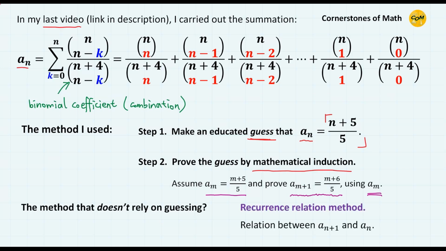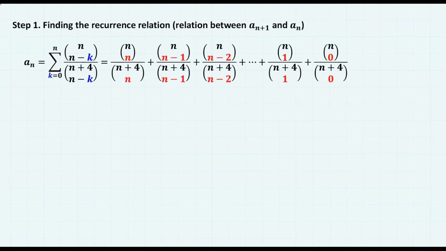This brings us the new question. Perhaps we can actually solve this problem by a method that does not rely on guessing. I am of course talking about the recurrence relation method, that is, finding the relation between a_(n+1) and a_n. So let us find the recurrence relation.